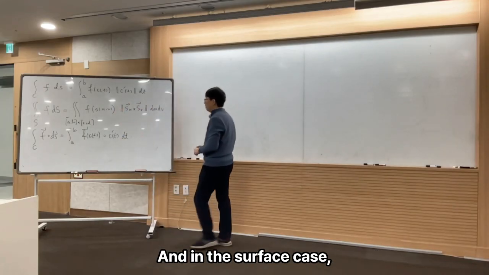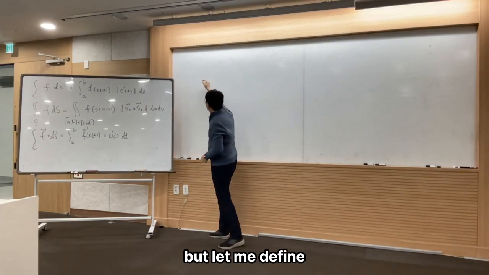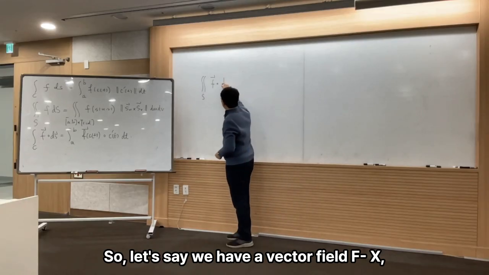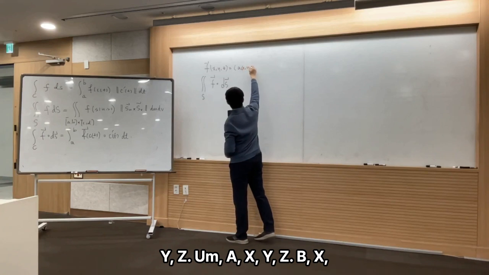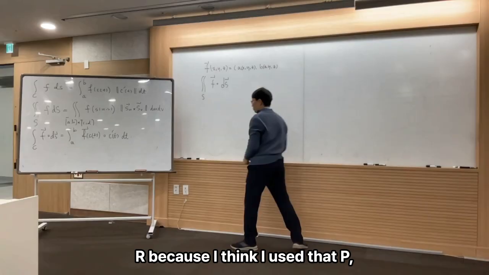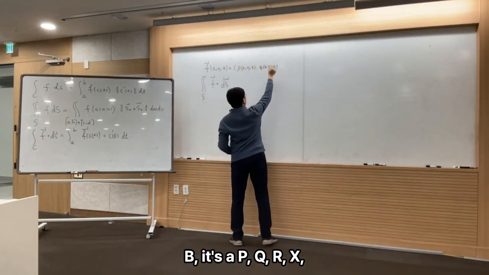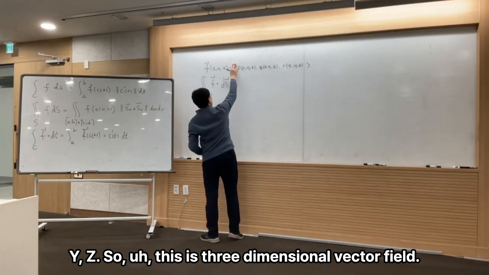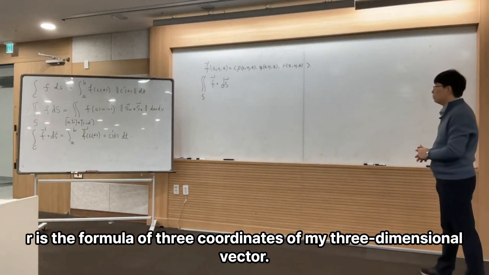And in the surface case, so this is the surface integration of a real-valued function. But let me define the integration of a vector field today. So let's say we have a vector field F(x, y, z) = (A(x, y, z), B(x, y, z)). Let me say P, Q, R. I think I used that P, Q, R in my book. Instead of A, B, say P, Q, R of x, y, z. So this is a three-dimensional vector field, and P, Q, R is the formula of the three coordinates of my three-dimensional vector.